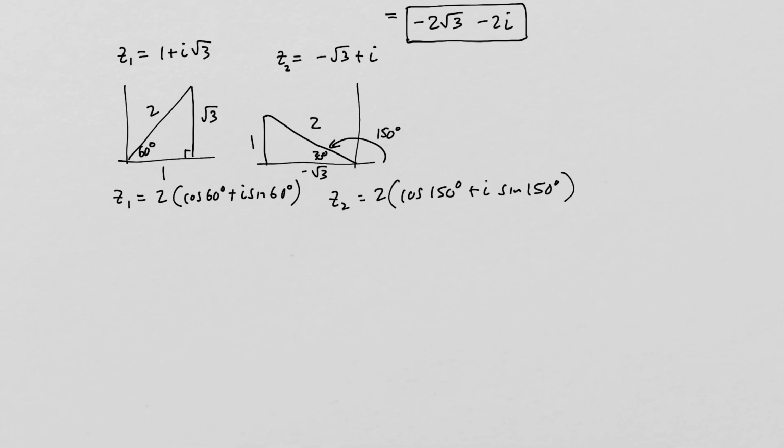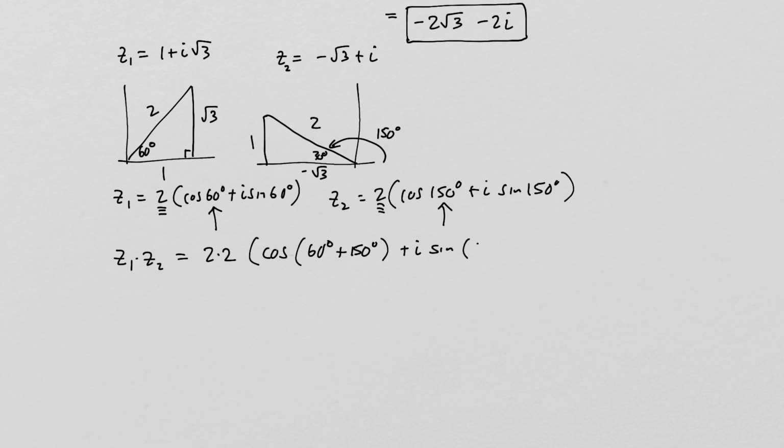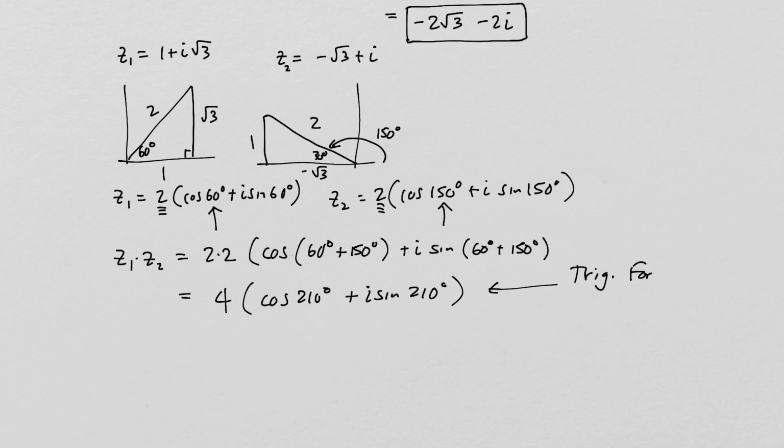We're going to use those trigonometric forms to multiply these numbers together. So z1 times z2 is going to be the product of the moduli, so 2 times 2. And then for the angle, we're going to take the angle of the first complex number and add it to the angle of the second complex number. And same thing here. So this is equal to 4 times the cosine of 210 degrees plus i times the sine of 210 degrees. So this is our answer in trigonometric form.